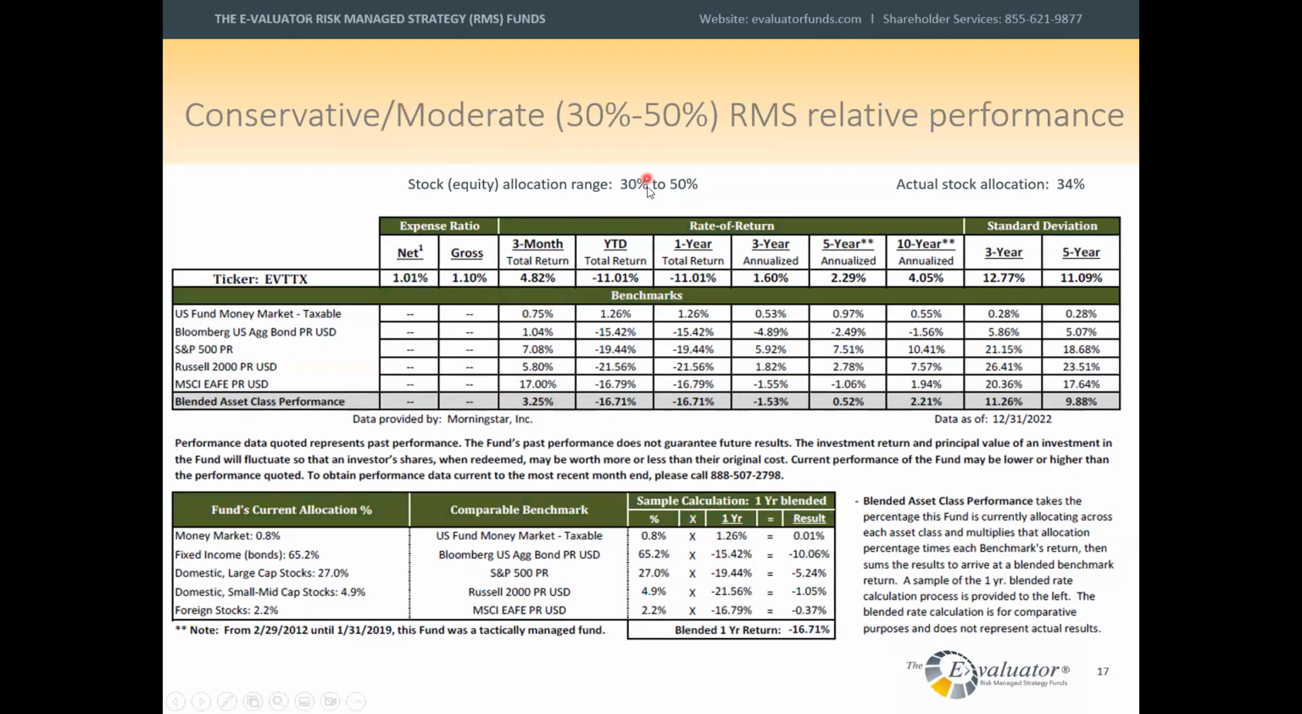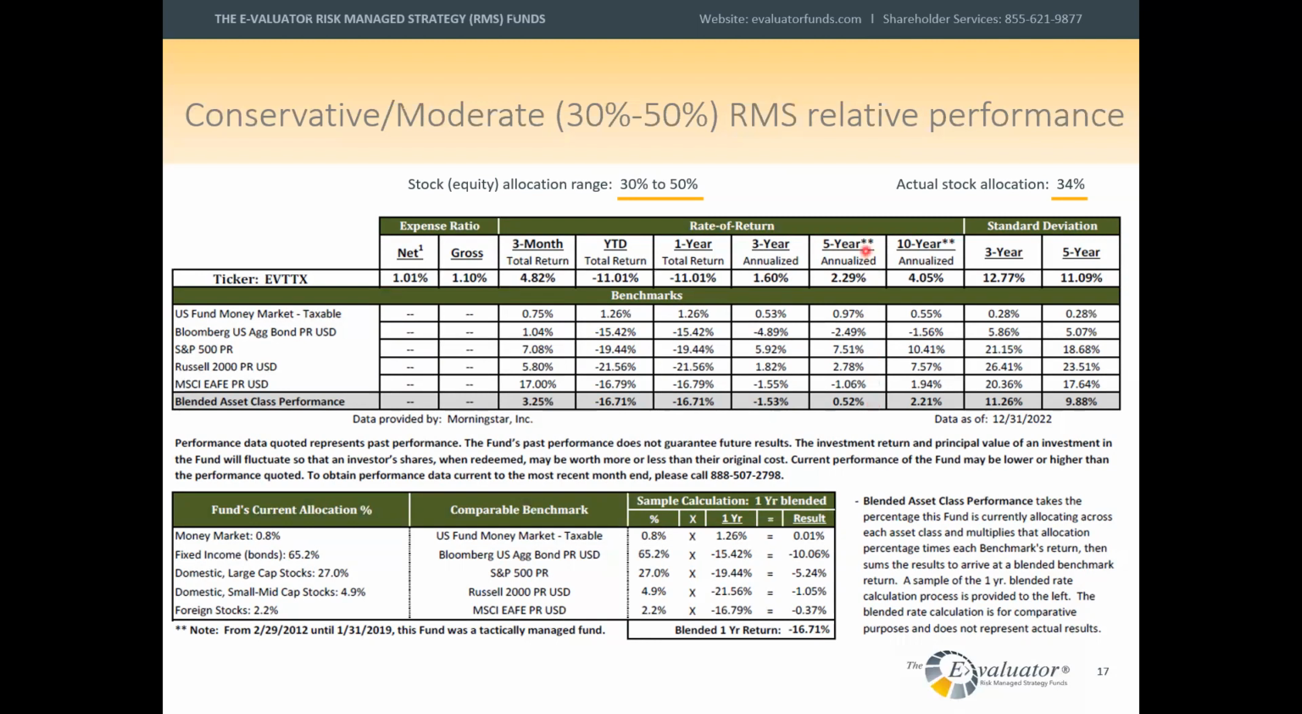The conservative moderate will always have at least 30% in stocks, never more than 50, currently at 34. And again, you can see the difference between what this fund posted for gains in comparison to what the blended average of those 5 major asset classes would have generated.